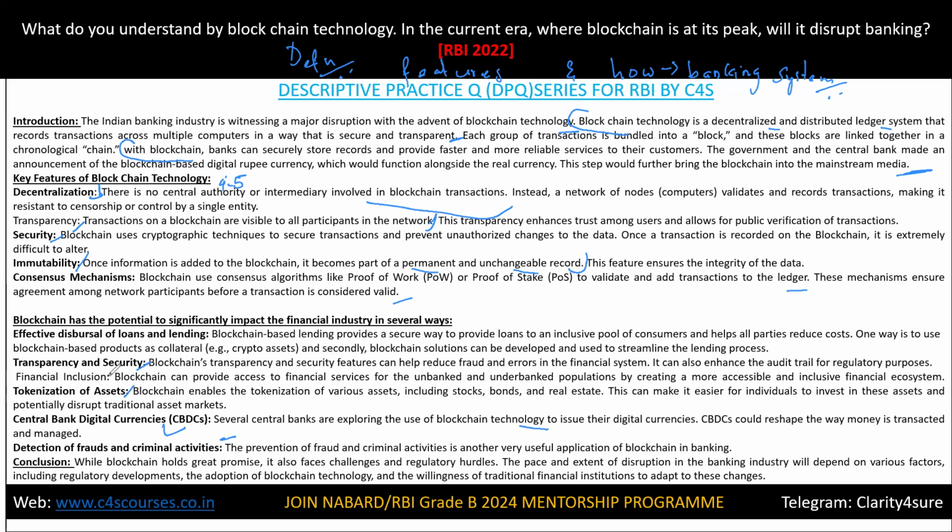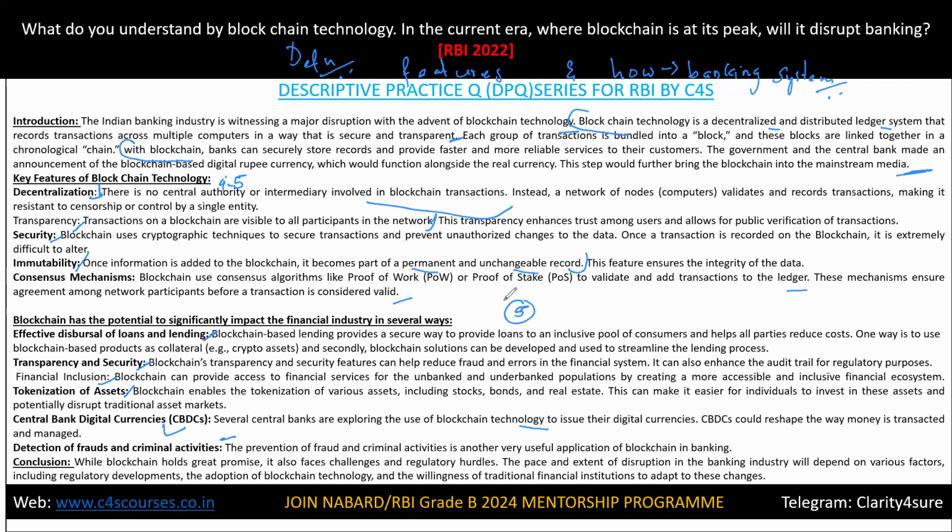We have already discussed that. Next, financial inclusion. It can provide access to financial services for the unbanked and underbanked population by creating a more accessible and inclusive financial ecosystem. Next, effective disposal of loans and lending. Clear? These are 5 points you can use, students.